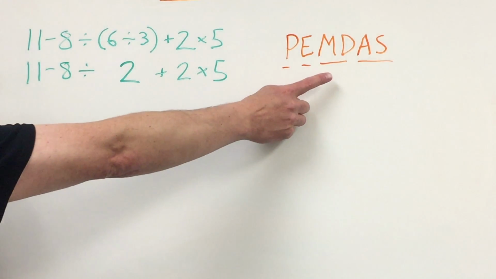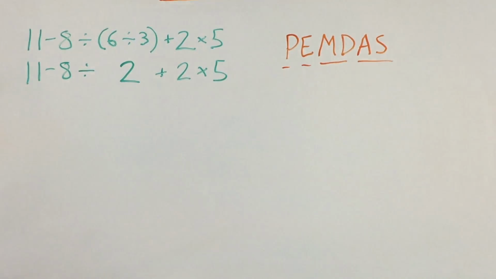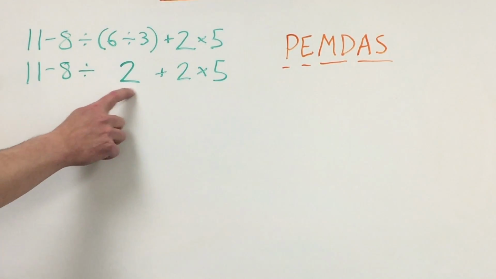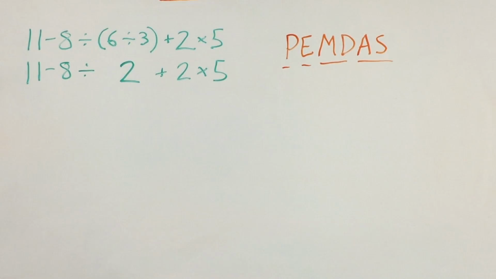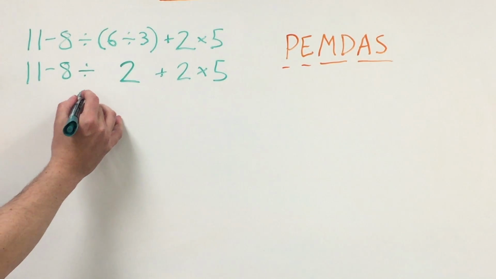Next is multiplication and division. Be careful here. Even though we say multiplication and division like they're separate, we really do them at the same time. Go left to right, doing every multiplication or division when you come across it. In this problem, the first one we find is 8 divided by 2. 8 divided by 2 is 4.